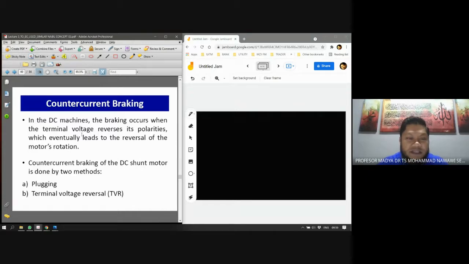So in DC machines, braking occurs when the terminal voltage reverses its polarity. When you reverse the polarity of the voltage, you can have counter-current braking. But there are two types of counter-current braking. The first one is plugging, or by reducing the terminal voltage. So reduce the terminal voltage: plugging. The other one is terminal voltage reversal. You directly reverse the terminal voltage.